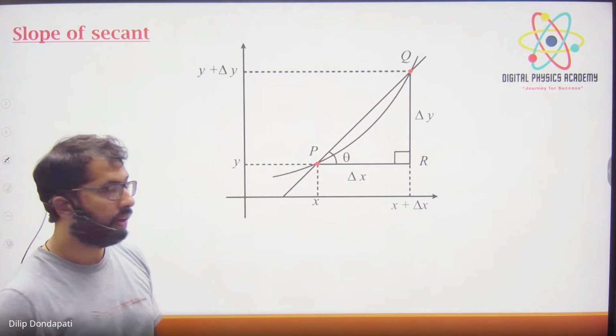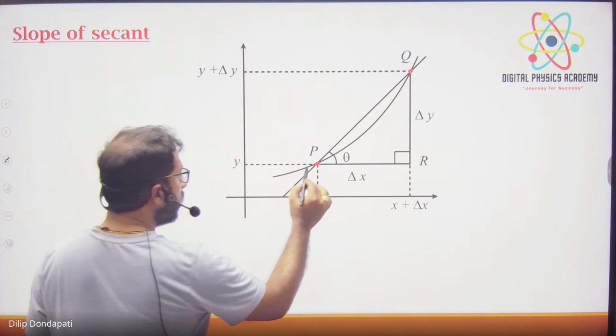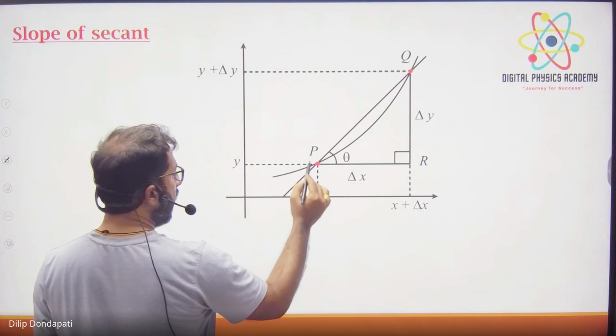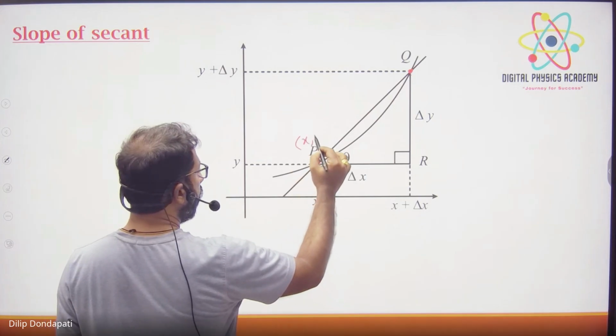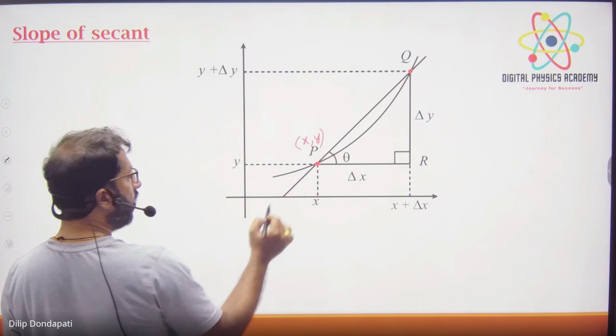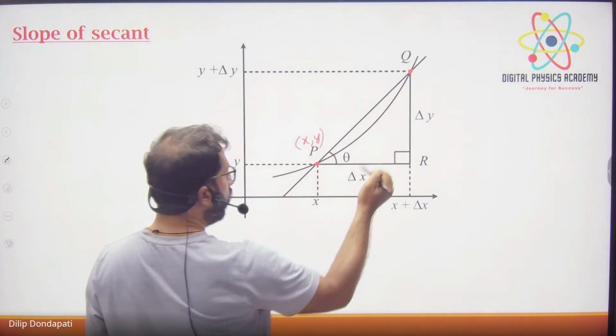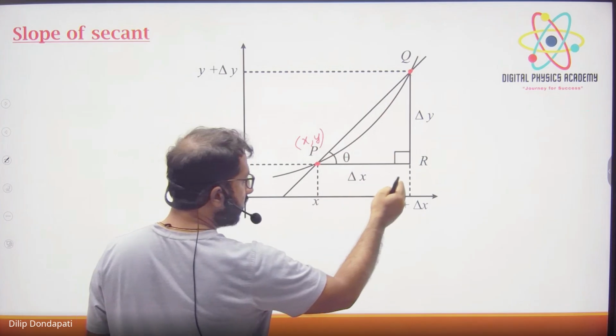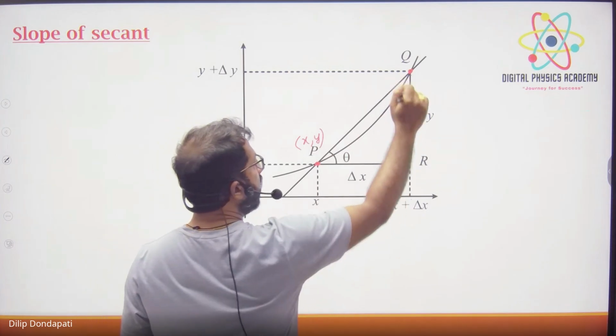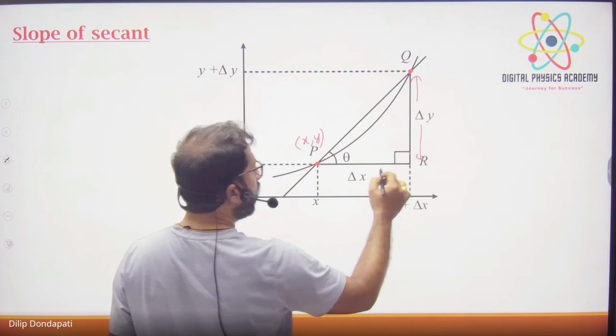Now, what is the coordinate of this point? The coordinate is x comma y. And what is the coordinate of Q? If I go delta x and delta y from here to here, what is the coordinate? Tell me here.